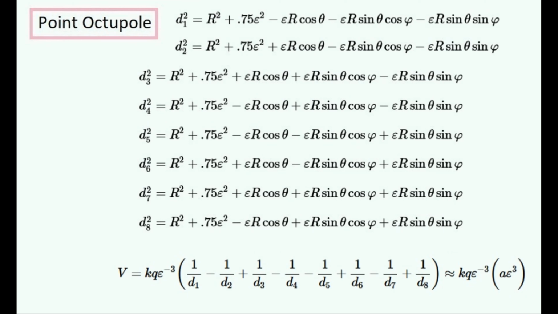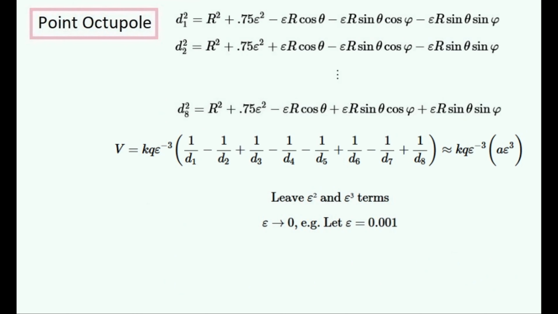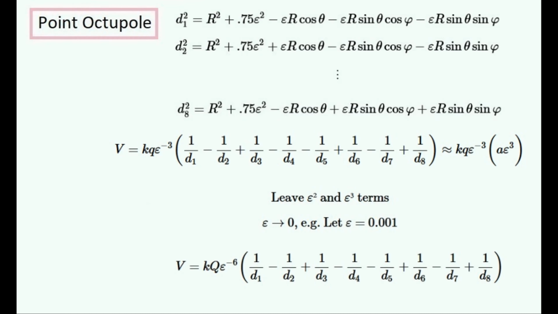The fraction is negative when the charge is negative. Notice that d4 and d5 are both negative, because they are negative in the cube. Then we'll have to leave both the epsilon squared and cubed terms when we limit epsilon to 0. Notice that we can substitute capital Q in for small q epsilon cubed here.